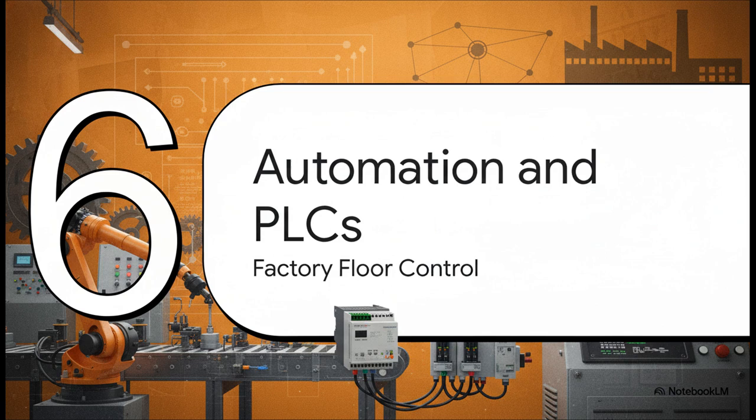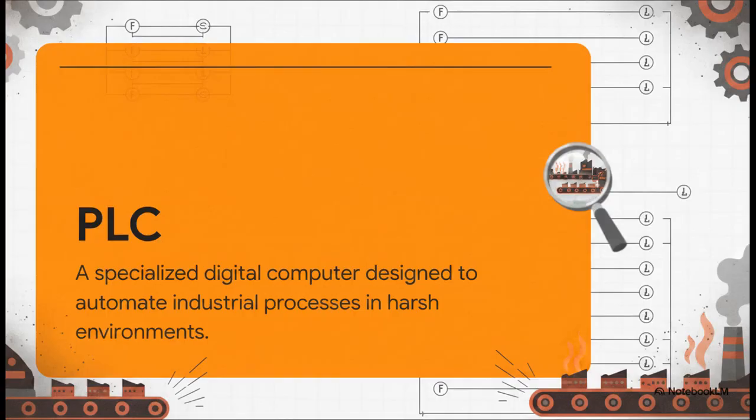Let's wrap things up with Section 6, automation and PLCs. So how does all this math actually survive in a factory? Well, instead of using fragile desktop computers that would honestly break down almost immediately in a factory setting, the industry uses PLCs, or programmable logic controllers. These things are essentially incredibly rugged digital brains. They're specifically built from the ground up to withstand intense heat, relentless mechanical vibration, and thick industrial dust.